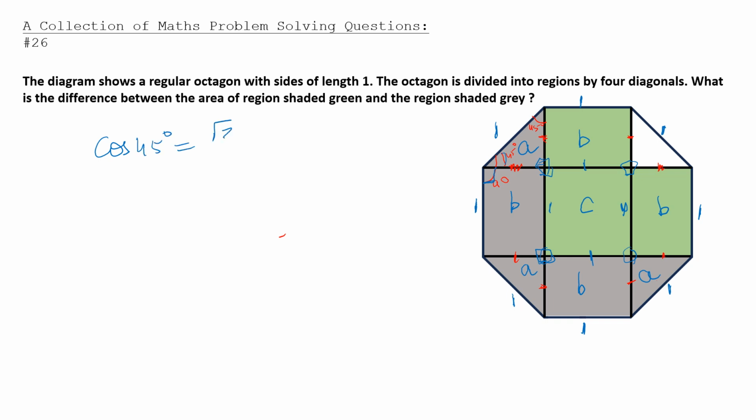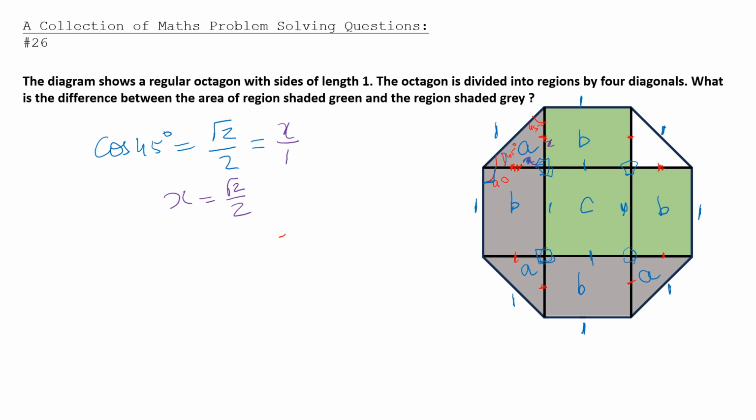I know that is root 2 out of 2. I will use that. So I will say that equals. If I name this side x, and this is also x, the sides of the right angle triangle as x, the hypotenuse is 1, so this would be x out of 1. So that means x is root 2 out of 2.